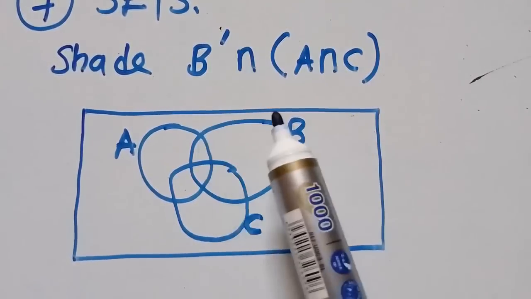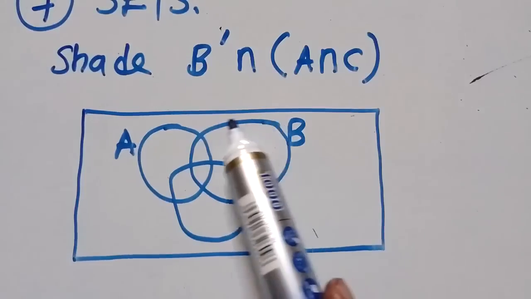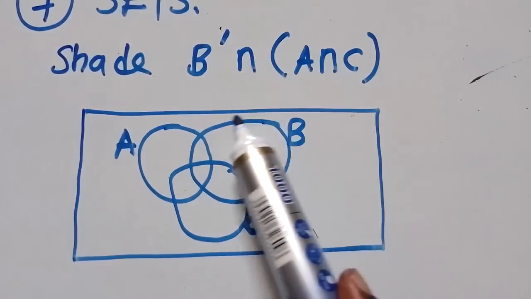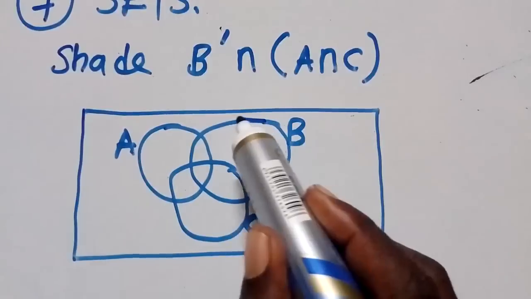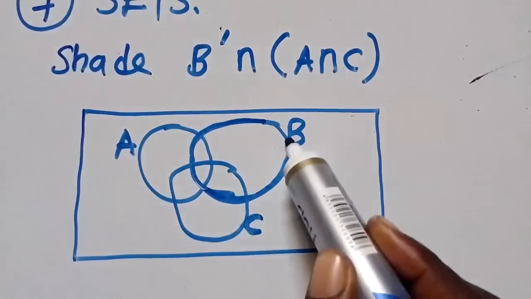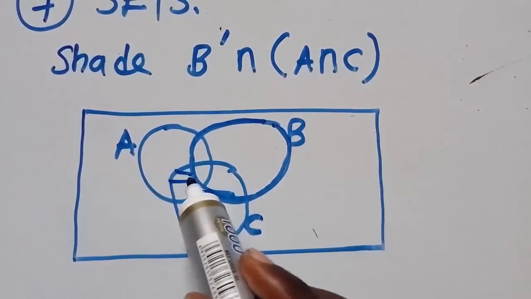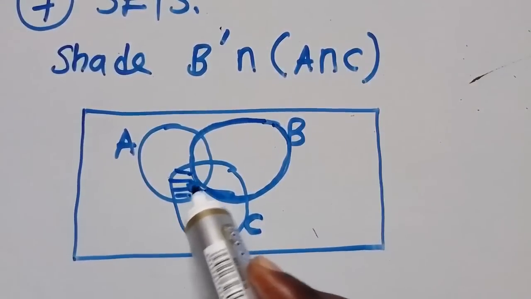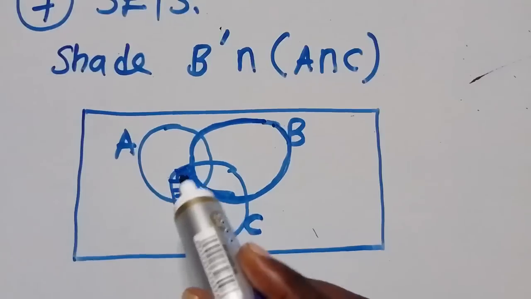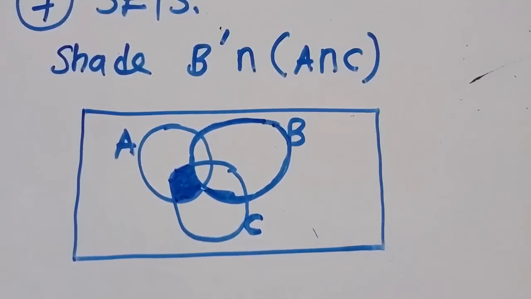B complement. Have you seen B complement? They don't want what is in B. So this set B is removed. Then we concentrate where A and C are intersecting. What's that region? The region is here. Just this region. This is the region that I need to shade.